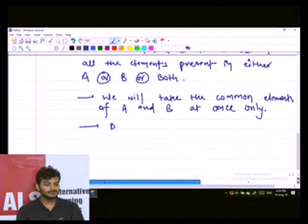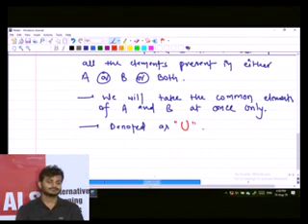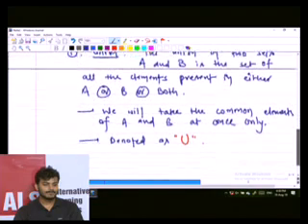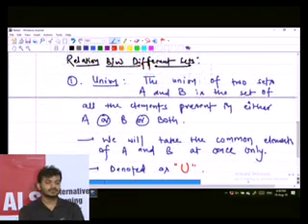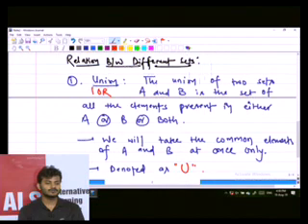How do we denote it? It is denoted by this, capital U. Okay? So what is union in general? Union means or. Whenever you get this or, that is union. Okay? Or.